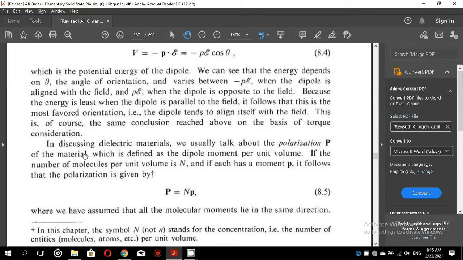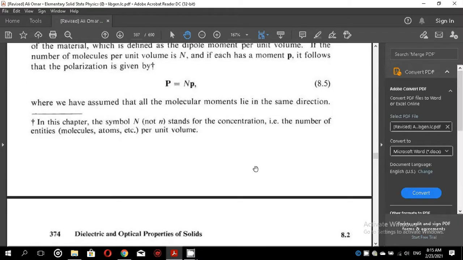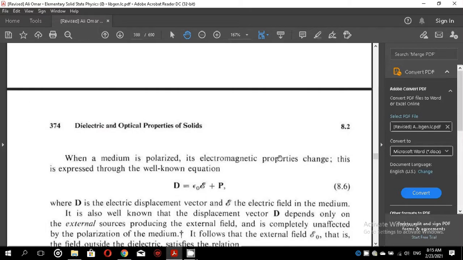So in discussing dielectric materials, we usually talk about polarization P of the material, which is defined as the dipole moment per unit volume. If the number of molecules per unit volume is capital N, and if each has a moment p, it follows that the polarization is given by capital P is equal to N into p, equation 8.5, where we have assumed that all the molecular moments lie in the same direction.